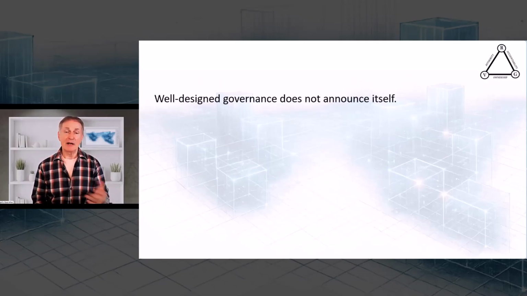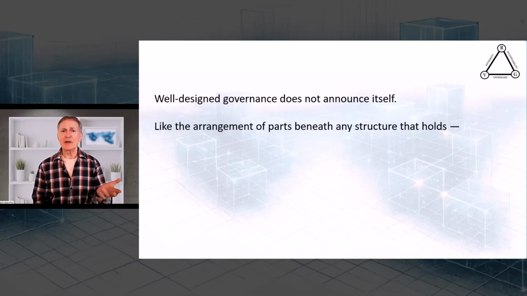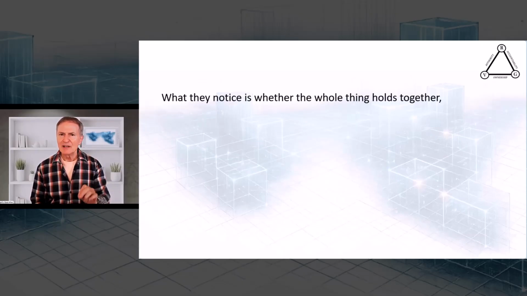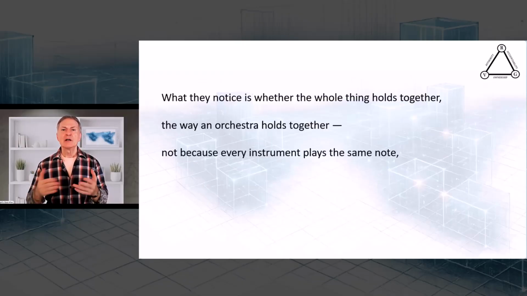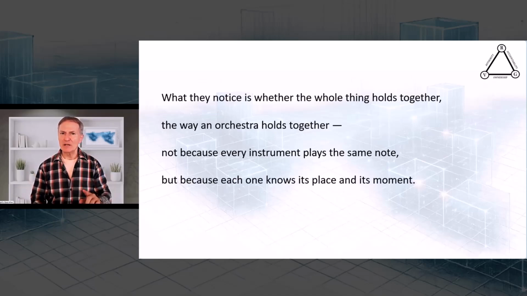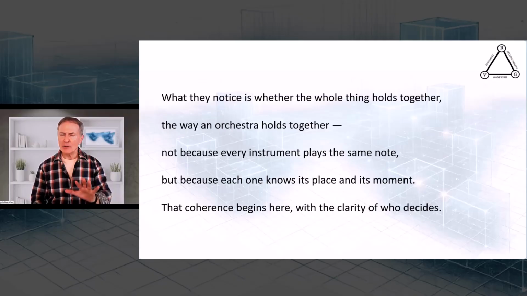Well-designed governance does not announce itself, like the arrangement of parts beneath any structure that holds. The intervals, the timing, each element in its right place, it is not what people notice first. What they notice is whether the whole thing holds together, the way an orchestra holds together. Not because every instrument plays the same note, but because each one knows its place and its moment. That coherence begins here, with the clarity of who decides.